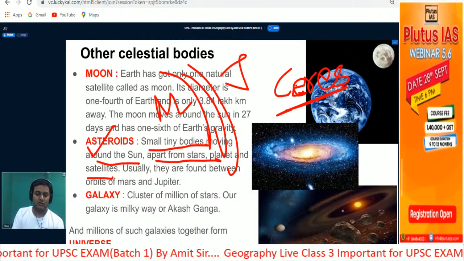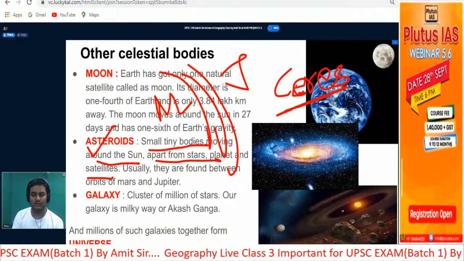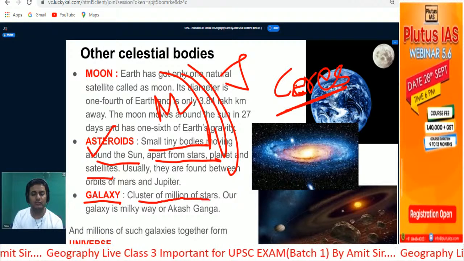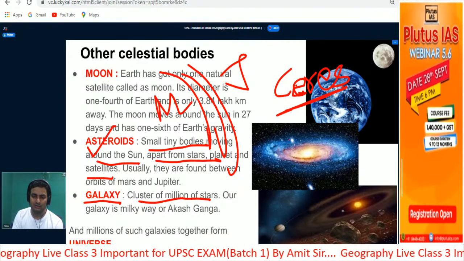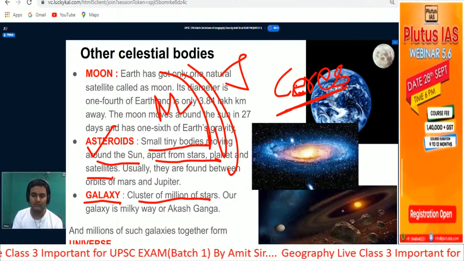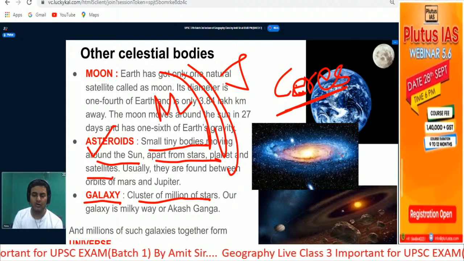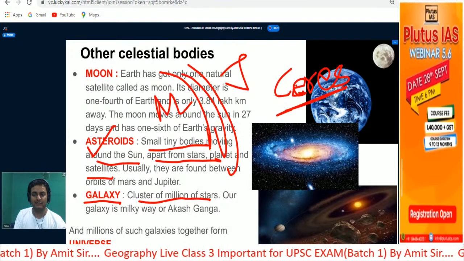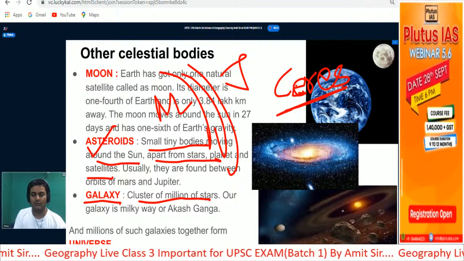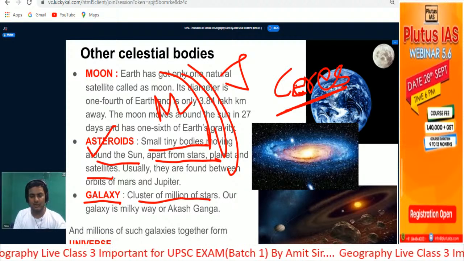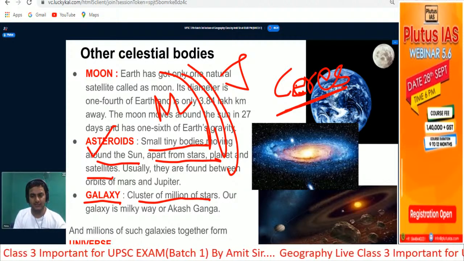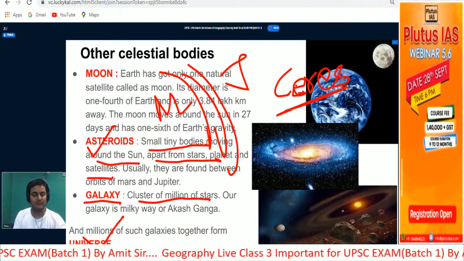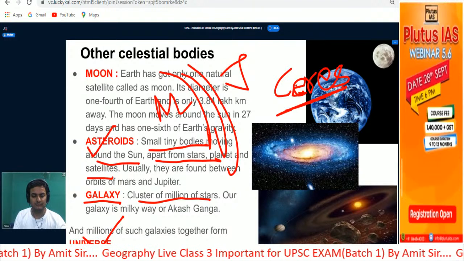Then after asteroids, the small bodies, the galaxy is the new thing. A galaxy is a cluster of millions of stars. This one is a galaxy. This is Akash Ganga, or the Milky Way, and our solar system is part of this Milky Way galaxy. Millions of such galaxies combine together to form the universe, which has no limits.